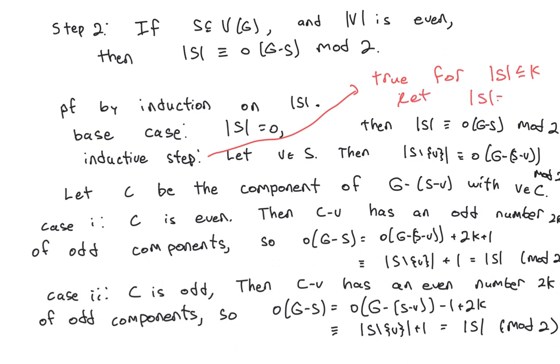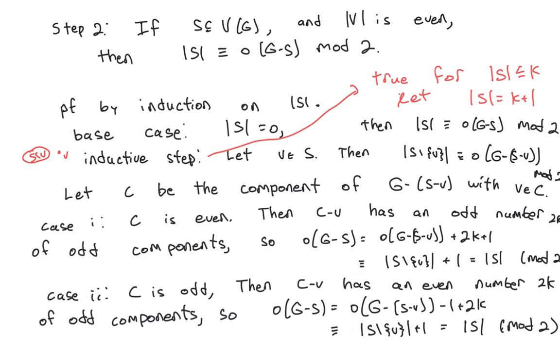So we let S be of size K plus 1. And the point is we want to prove the condition holds for sets of size K plus 1. So let S be a set of size K plus 1. Let's take an arbitrary vertex V in it. Then the size of S take away V is congruent to the number of odd components of G minus S minus V mod 2. So we've taken our subset S and we've removed a vertex. And so this part is true by induction because S take away V has size K. So we know that these two have the same parity.